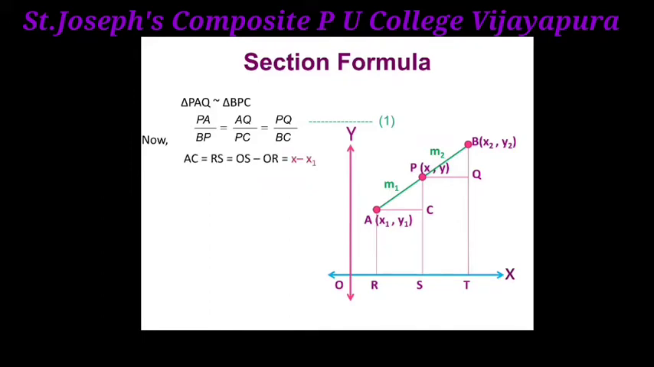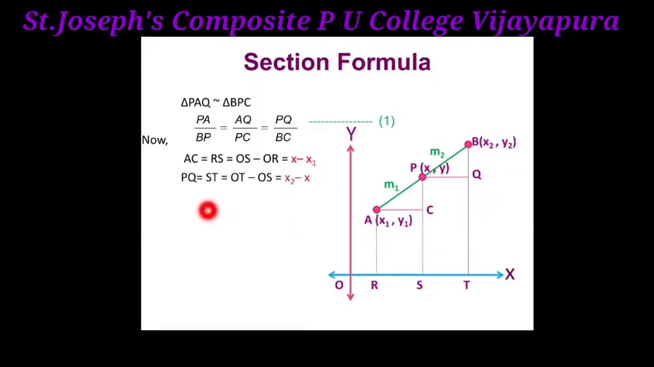Now AC is equals to RS and RS is equals to OS minus OR. You know, OS distance is x and OR distance is x1. So it becomes x minus x1.